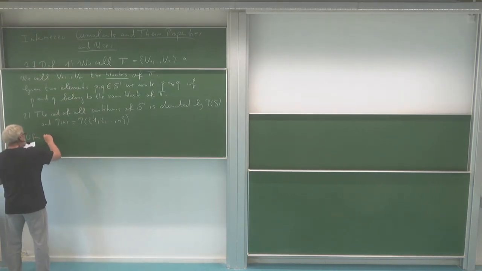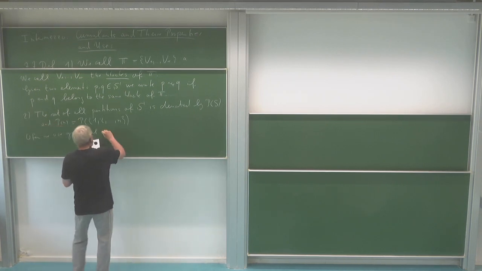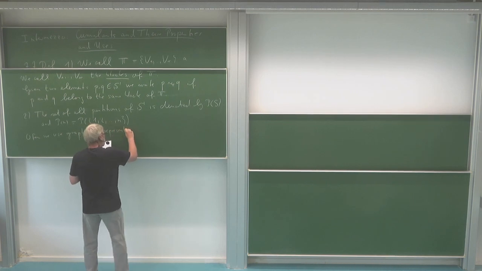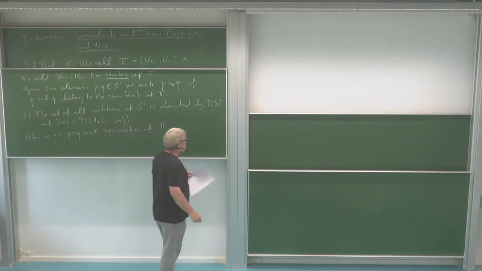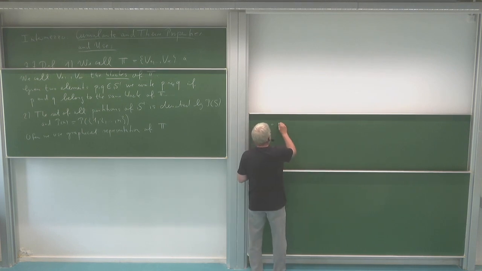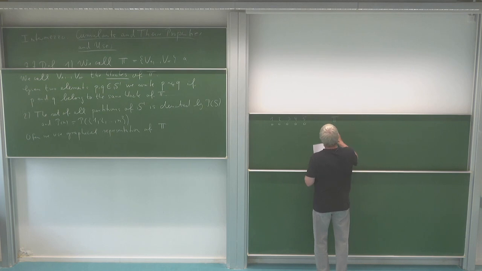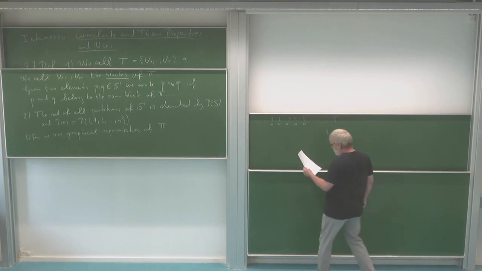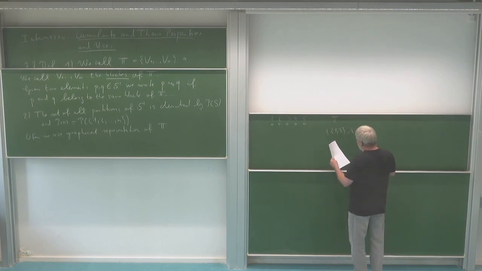So often we use a diagrammatic representation of a partition pi. For example, let's say I take a partition of 5 elements: 1, 2, 3, 4, 5. Let's say I take a partition which has 2 blocks. The first block consists of 1 and 3, and the second block consists of 2, 4, and 5.